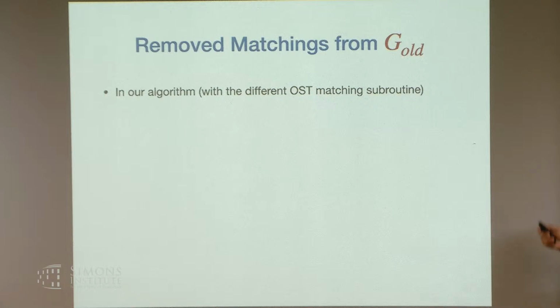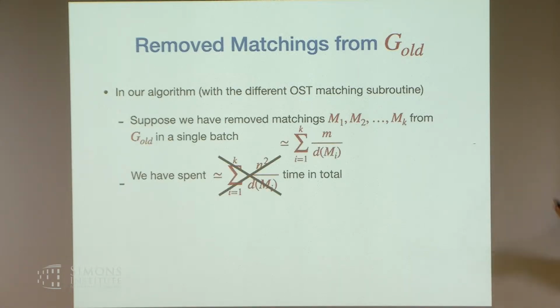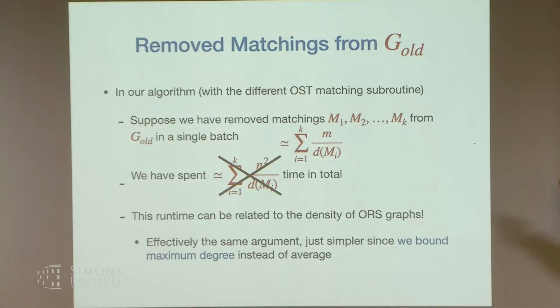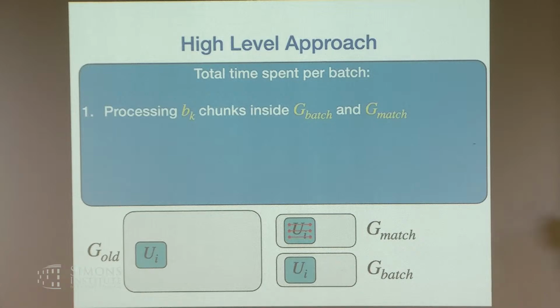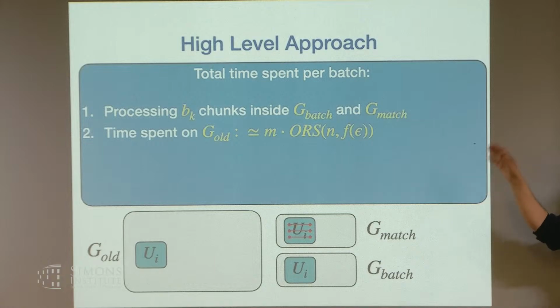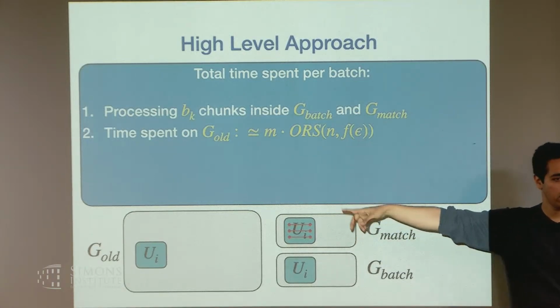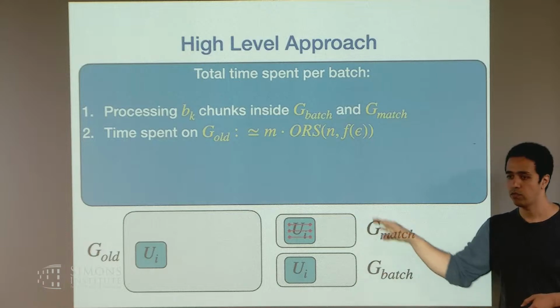Let me just say what happens in our algorithm. You can bound the density of these edges that you remove based on the density of ORS graphs. And we do the same thing. The only difference is that now there will be m divided by d of Mi. So the time you are spending working with this G of alt graph is m times ORS. So what you have to do for processing a batch is to work with these graphs, process multiple chunks of updates inside them, and on top of that, in total, across all the updates, spend this much time on this G of alt graph. You don't spend too much time looking at that graph. You spend most of your time here.